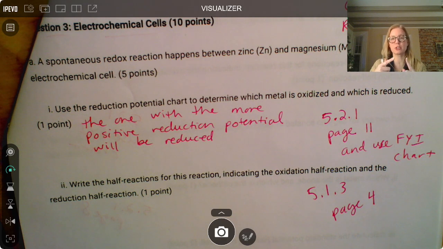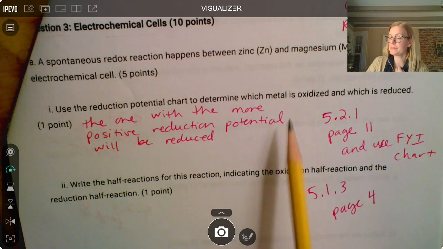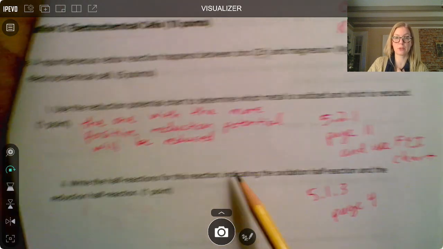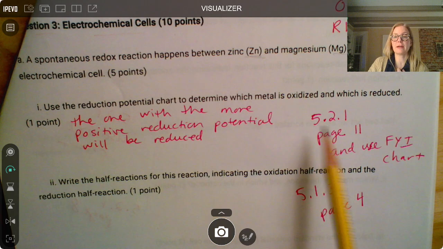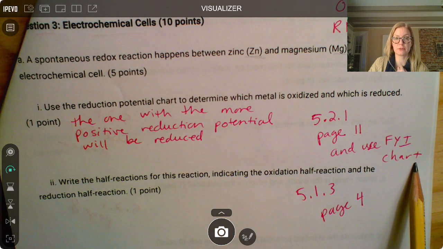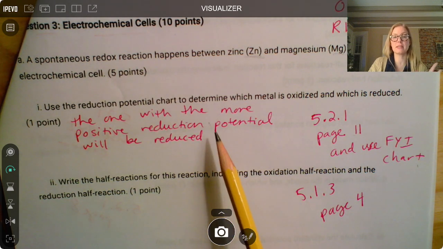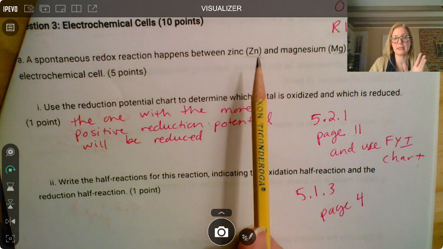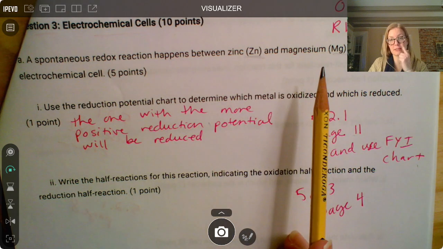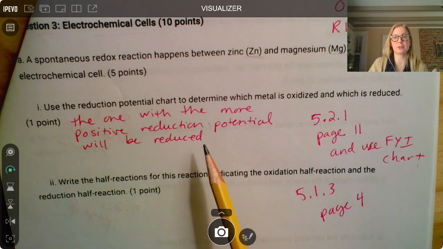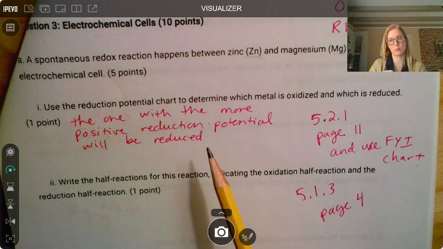So you can set up a reaction between two things and get the redox to start going, the oxidation reduction, and use that electricity, okay? So it's asking you which, if you have these two metals reacting, which one's oxidized and which one is reduced, okay? So what you need to do is look at 5.2.1, page 11, and use the chart. And the one with the more positive reduction potential will be the reduced one. So you can see what that chart has is an equation of zinc being reduced and an equation of magnesium being reduced. And the one with the more positive reduction potential is the one that will actually be reduced. And the other one will be oxidized, okay?